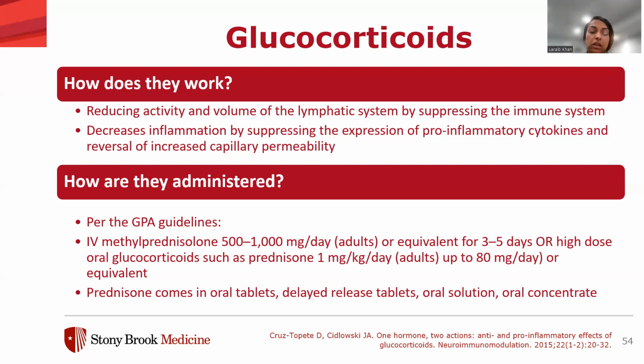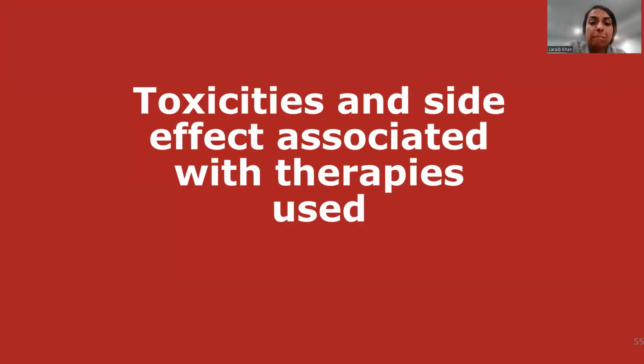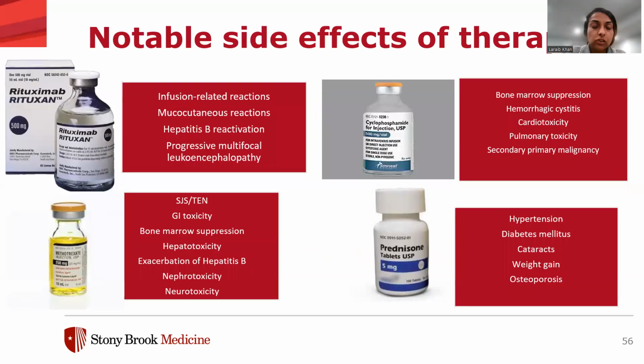So now that we discussed the mechanism of actions of all of these medications, as well as the administration, we're going to be talking about toxicities and side effects associated with these therapies. Starting from the top left, these are just notable side effects of these therapies. The black box warning for rituximab is hepatitis B reactivation, PML, and infusion-related reactions. For cyclophosphamide, what comes to mind is bone marrow suppression, cardiotoxicity, hemorrhagic cystitis, like we discussed.